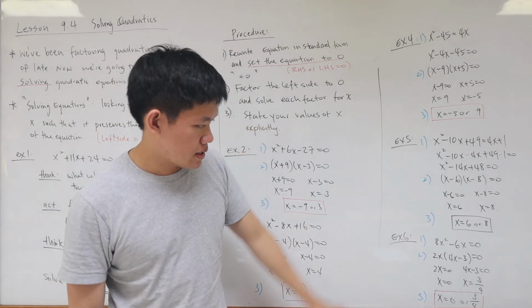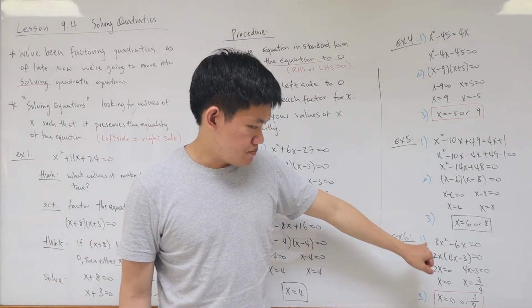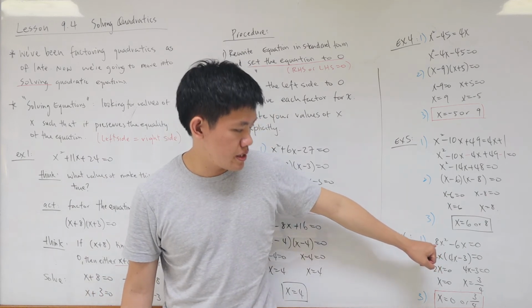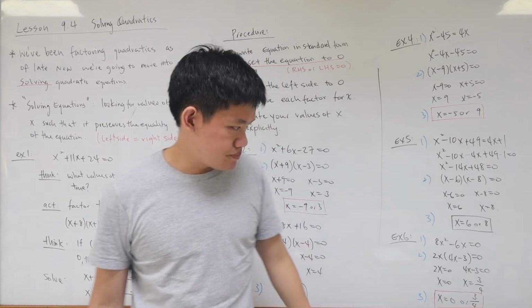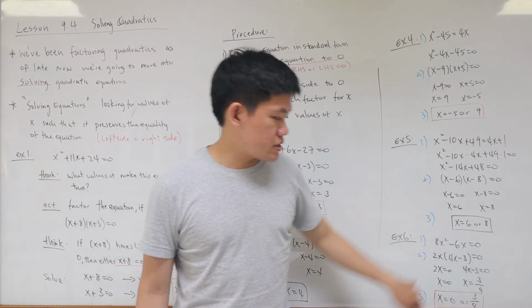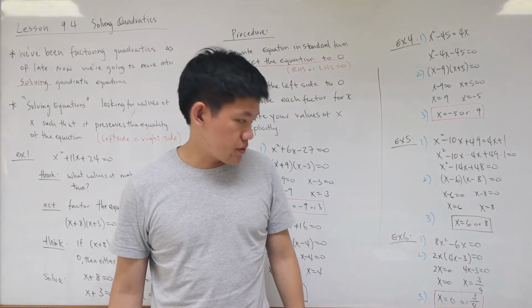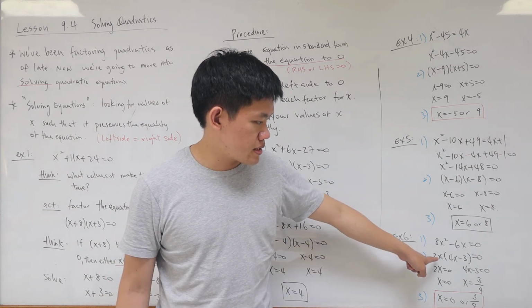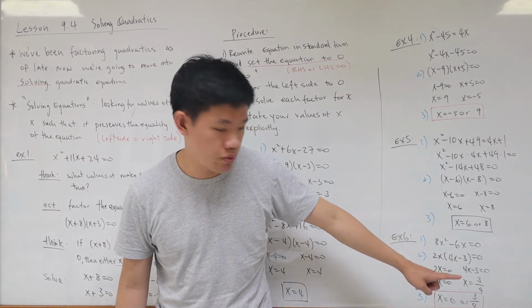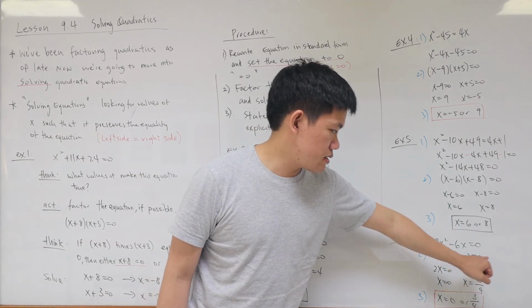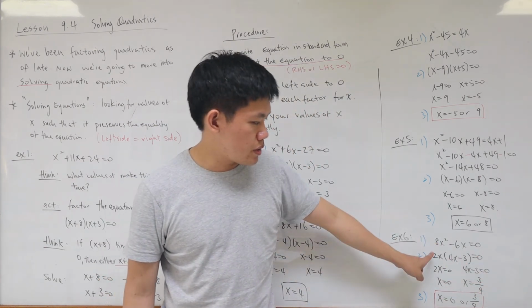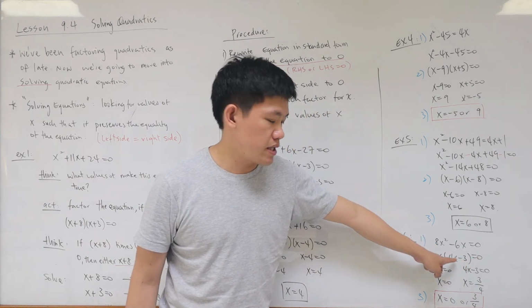Last but not least, example number 6. The question reads 8x² - 6x = 0. In this situation, you want to factor out the greatest common factor. In this case, we end up with 2x as the greatest common factor, and then we have the rest inside. So we end up with 2x(4x - 3) = 0. So 2x = 0 or 4x - 3 = 0.